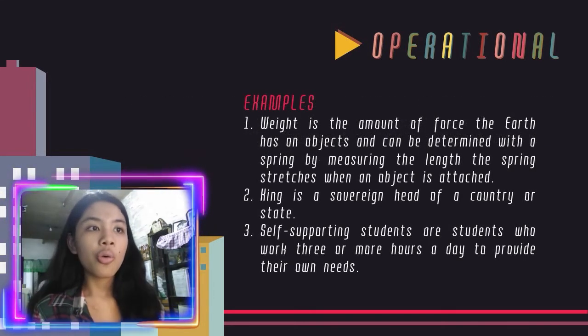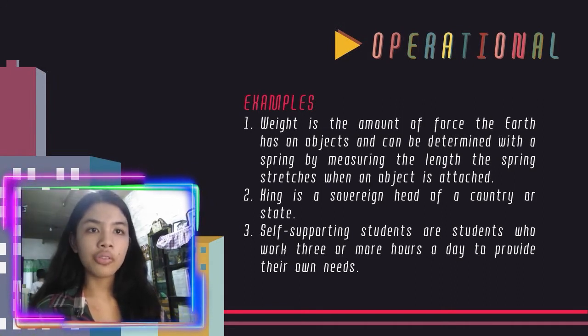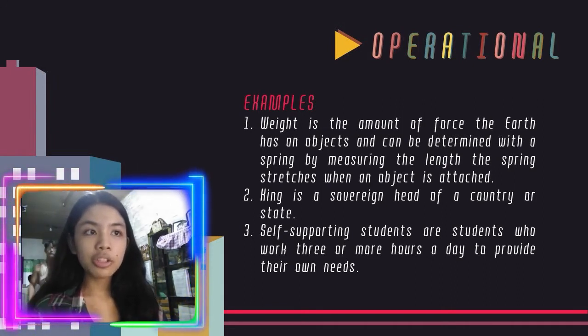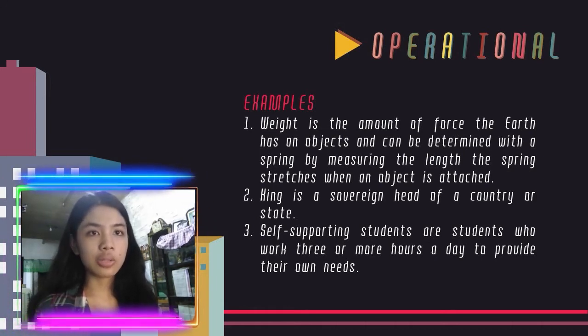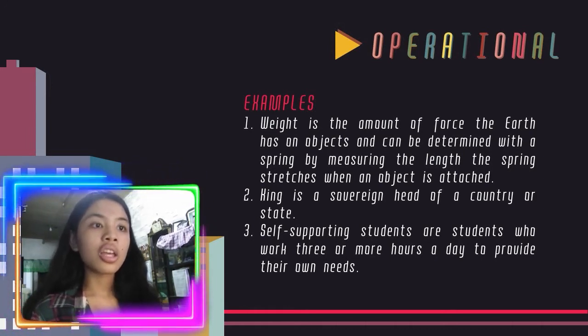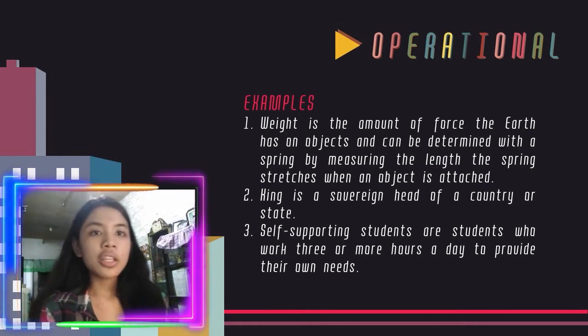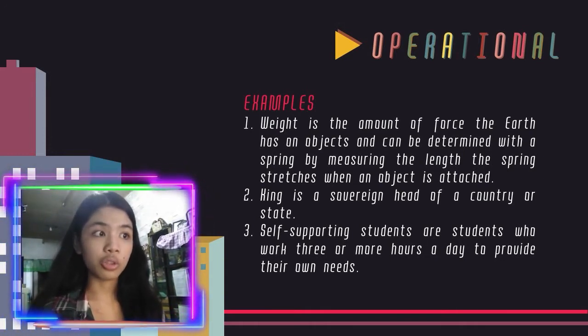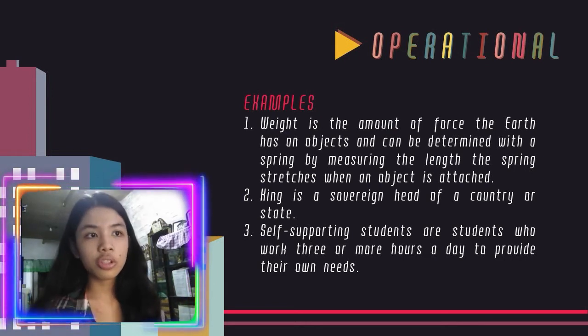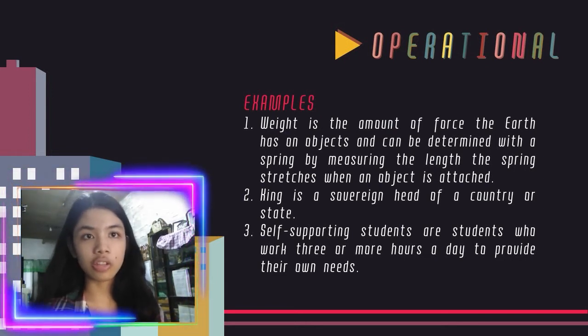Number 1. Weight is the amount of force the earth has on objects and can be determined with a spring by measuring the length that the spring stretches when an object is attached. It is an example of operational definition because it can measure or observe the force put on the spring and how long the spring stretches.